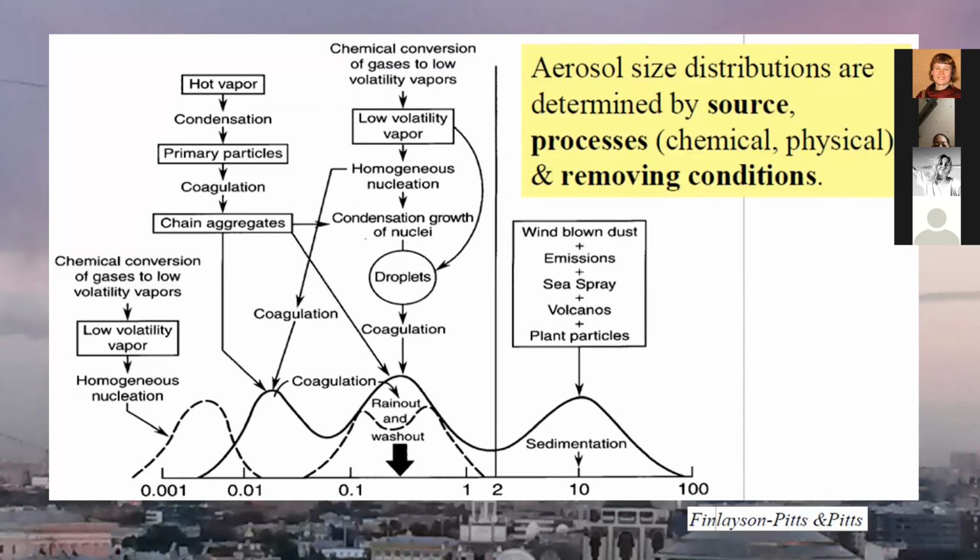So if we look at the number distribution of particles for the different modes, and analyze the changes due to these processes, we can say that for the accumulation or fine aerosol mode, we mainly have the impact of secondary aerosol processes. And for the coarse mode, we have primary aerosol from emissions. But of course, for the accumulation mode, we have primary aerosol as well. So the aerosol distributions are determined by sources, chemical and physical processes, and removal conditions.